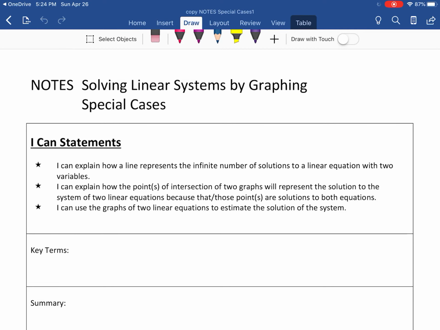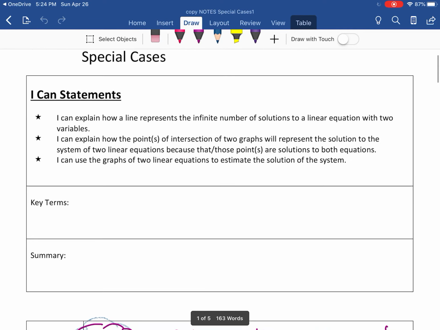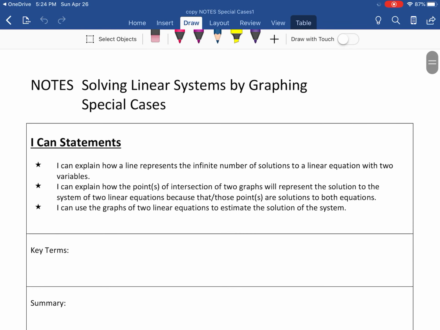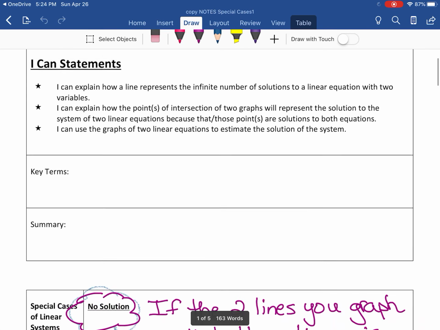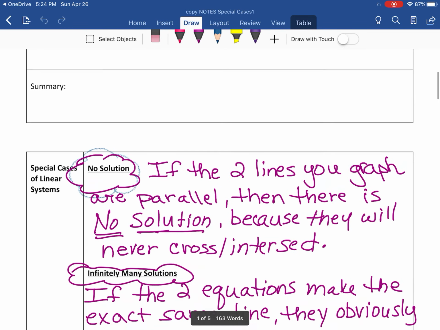Hello, 8th graders. Today we're going to be taking notes on solving linear systems by graphing, just like we did last week, where you have two equations and you graph them. But today I'm going to introduce you to two special cases that could happen.